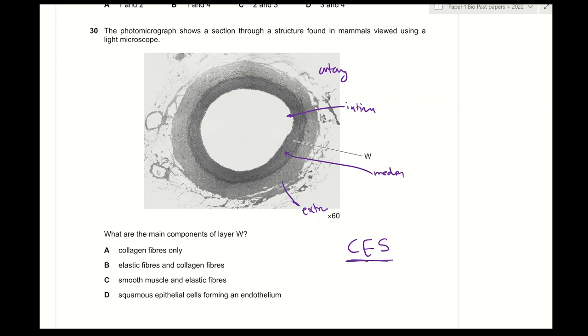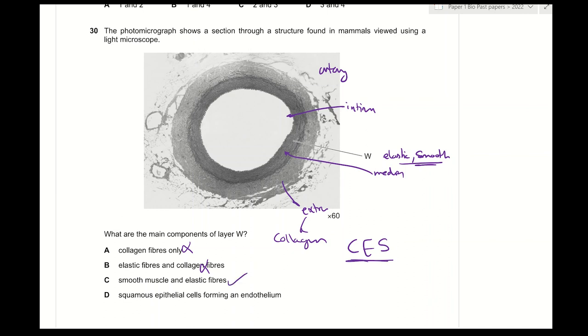However, in the tunica media, the main components present are actually elastic fibers and smooth muscles. But in the tunica externa, the main component is actually collagen. So don't be confused. Now let's see the suggestions that we have here. A, collagen fibers only. This is incorrect. B, elastic fibers and collagen fibers. We just said that collagen is not really a main component of the tunica media, which is layer W. So this is incorrect.